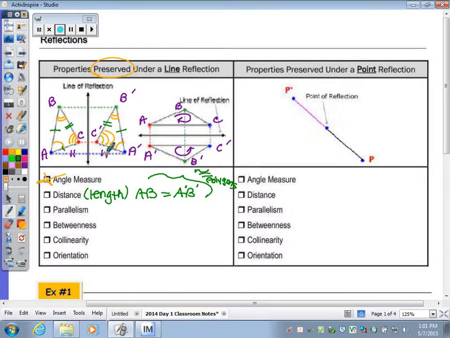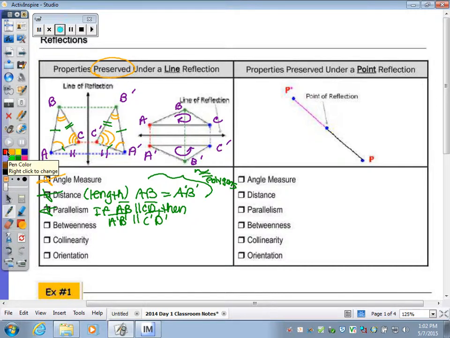Parallelism. We don't have a quadrilateral here, but in the homework, you took a look at a rectangle reflected over the x-axis. Parallelism just means that in a figure, if AB is parallel to CD, then A prime B prime is parallel to C prime D prime. Segments that are parallel remain parallel. Okay? So that's true.